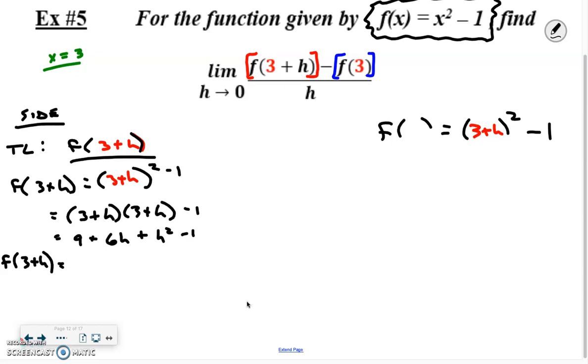Yeah, we've got the 9 and the negative 1. So can we rewrite this as h squared plus 6h, and I know that 9 minus 1 is positive 8. Any other like terms here? Nope. So do we agree that f of 3 plus h is this trinomial, h squared plus 6h plus 8, and when the time comes, that's what we're going to plug in place to the top left. One down, one to go, right?